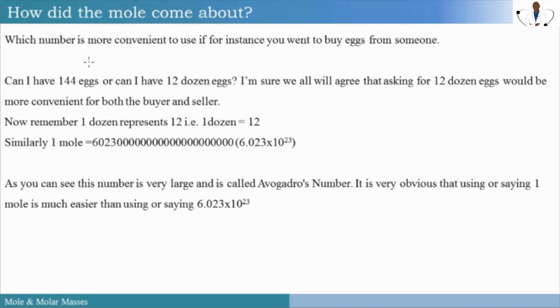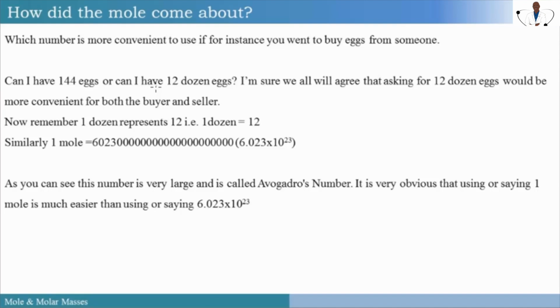Let us look at this example of a number that is convenient. So, which is more convenient to use? If you went to buy eggs, would you want to ask for 144 eggs, or would you ask for 12 dozen eggs? Which number is more convenient to you, 144 or 12 dozen? Well, I'm sure that if you look at these two numbers, you would agree that 12 dozen would be more convenient to use than saying 144 eggs.